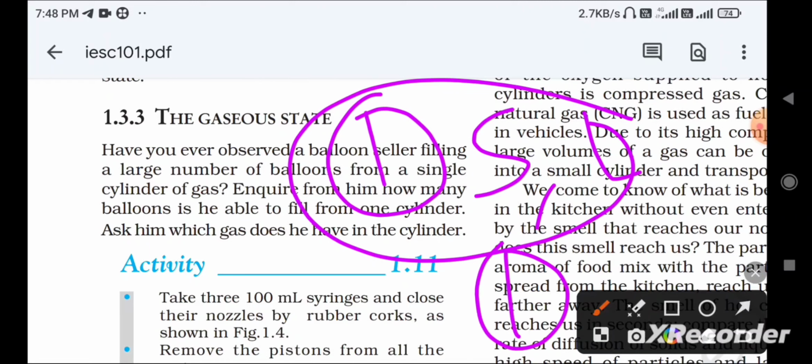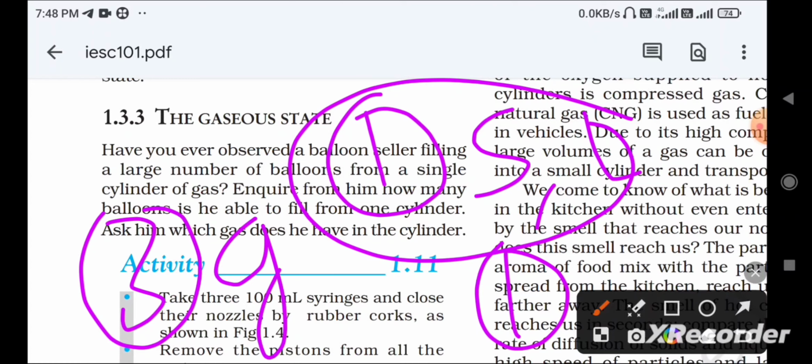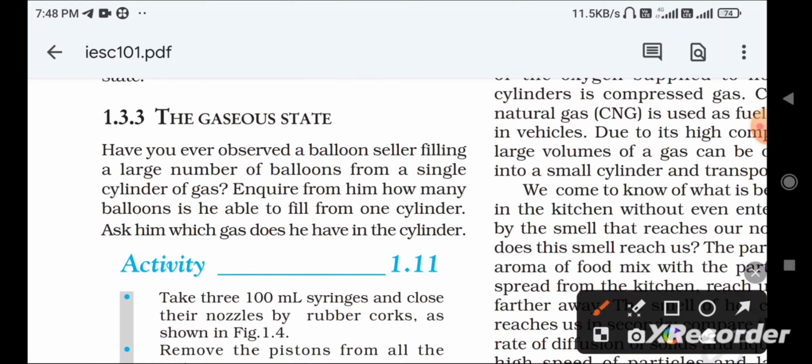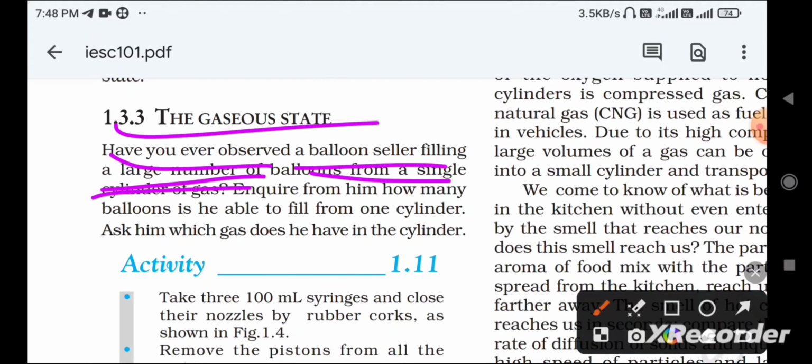And next, our third property, called the gaseous property or gaseous state. So here, gaseous state. Have you ever observed a balloon seller filling a large number of balloons from a single cylinder? Okay. So when you go to the street with your sister or brother, they are trying to convince you that you have to purchase the balloons for them.